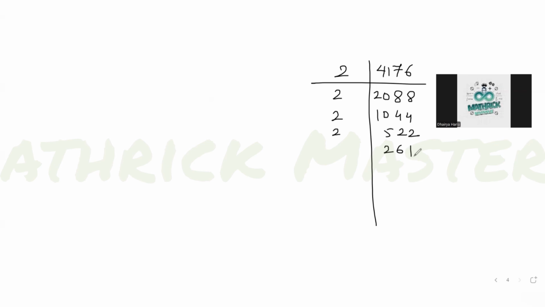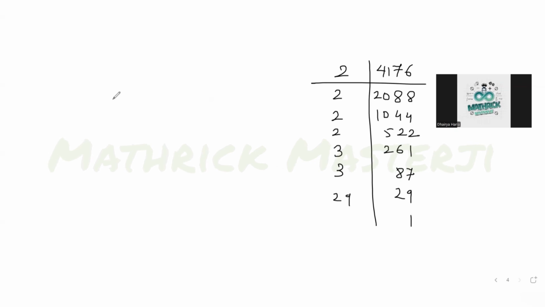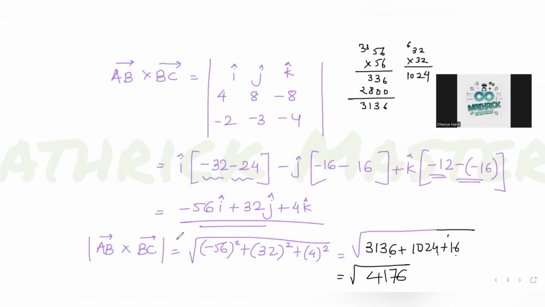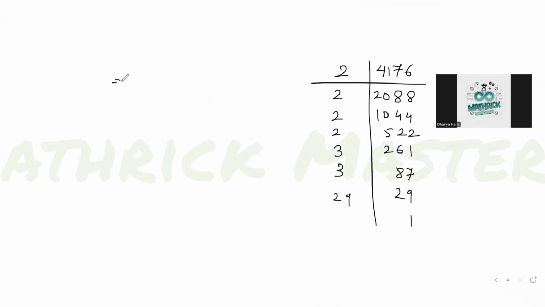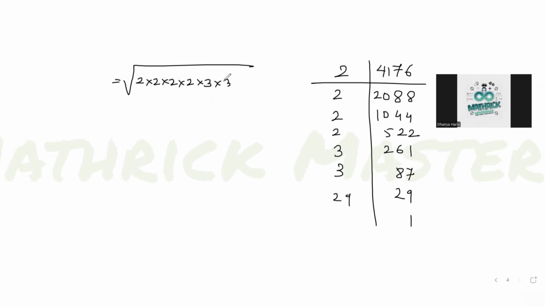261. Now, if I try to do this 261, let's try to divide it by 3. So 3 8s, 24, and 21, so 7. 3, 29, 29. So I can just find the magnitude of this, the cross product can be written as square root of 4176, which can be written as square root of 2 times 2 times 2 times 2, 3 times 3, and 29.